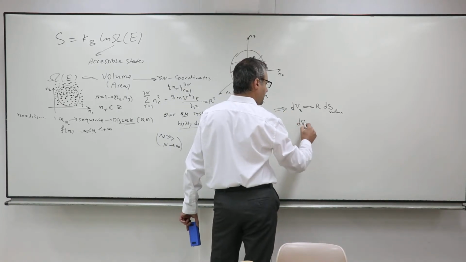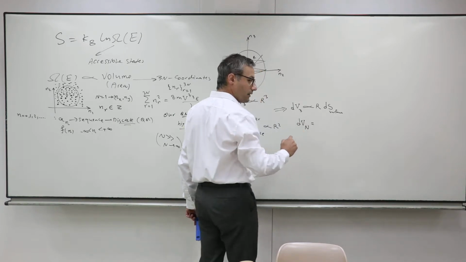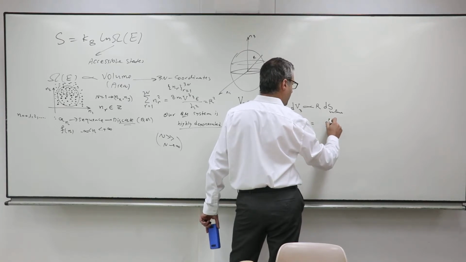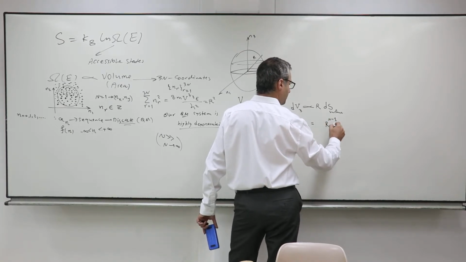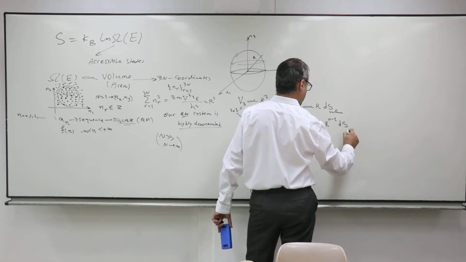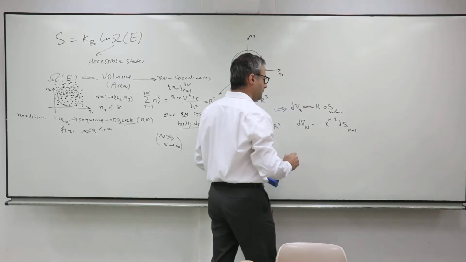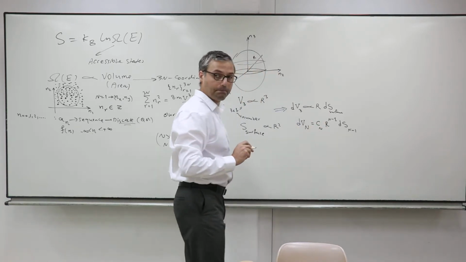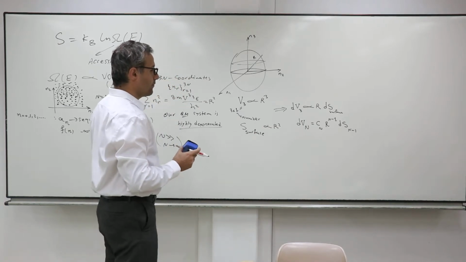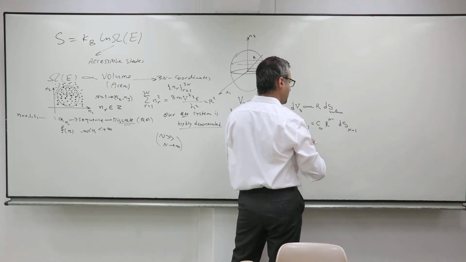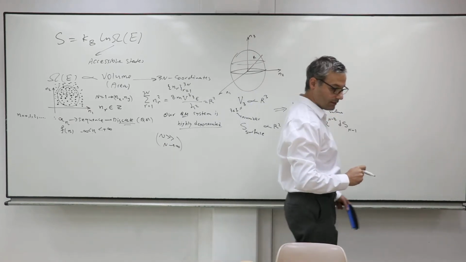But if you consider the higher dimension, like n dimension, I expect that dVn will be R^(n-1) dS, with dS n minus 1. You can also have a constant here. N minus 2, you can write it as.